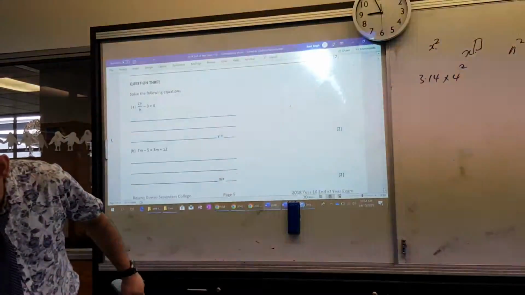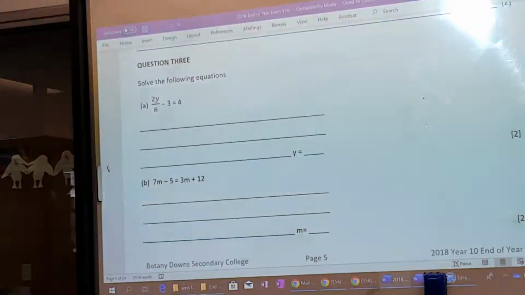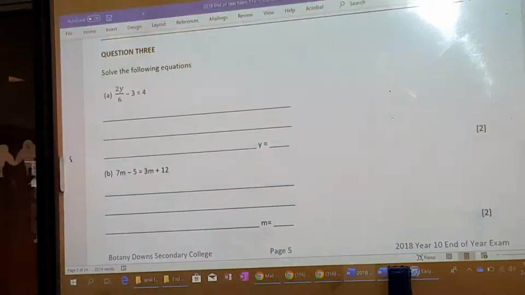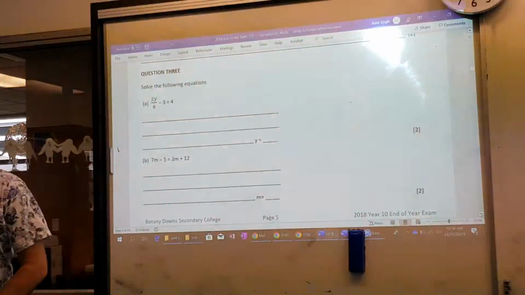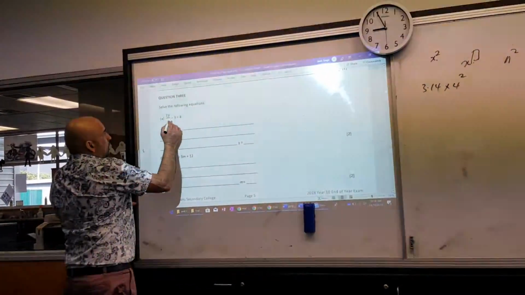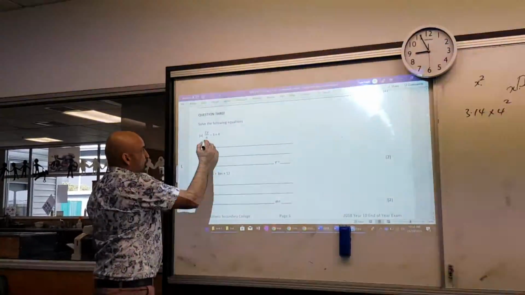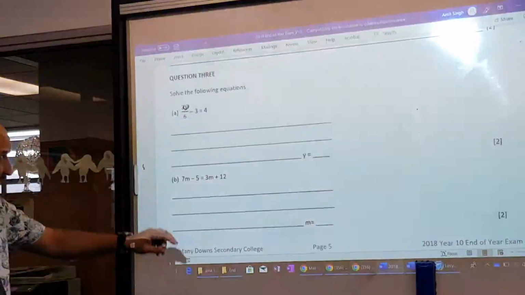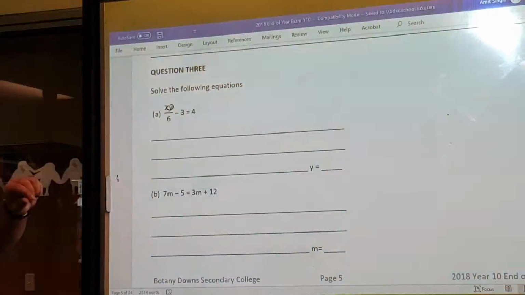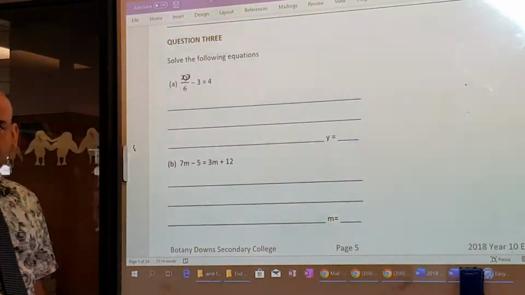Now question 3, guys. This is solving equations. Solving equations, 2y over 6 minus 3 equals 4. I told you before, you want to find the value for y. So I'd say, suppose y is your friend. It had been kidnapped by these three elements here. Minus 3, 6 and 2.